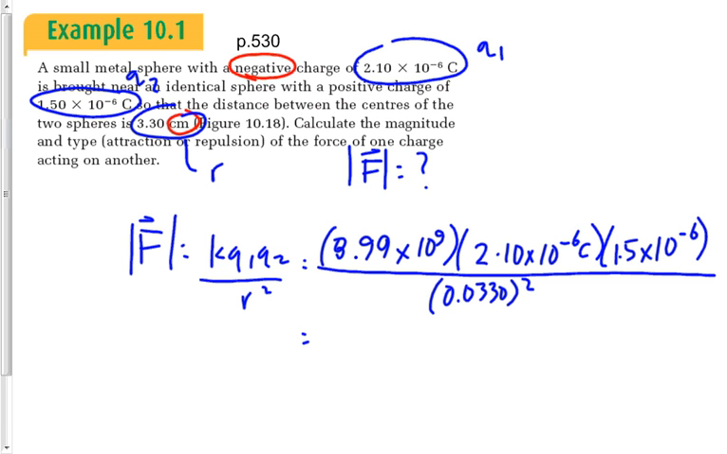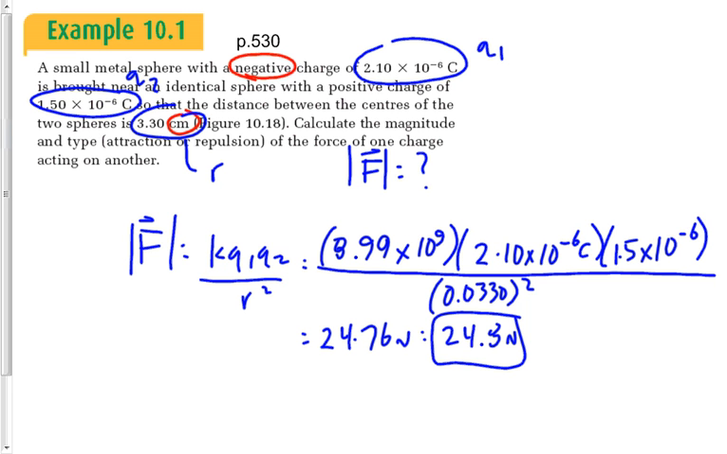You get 24.76 newtons, which we're going to round to 24.8 newtons. Now, is it attractive or repulsive? The equation doesn't tell us. If you take a look at the equation over here on the left-hand side, the force has absolute value signs around it. That means that the equation will never tell us the direction. It's only ever going to give us the magnitude. It's a vector, but it's only going to give us the magnitude. Right, Paige?